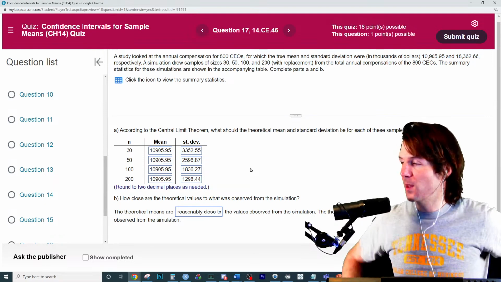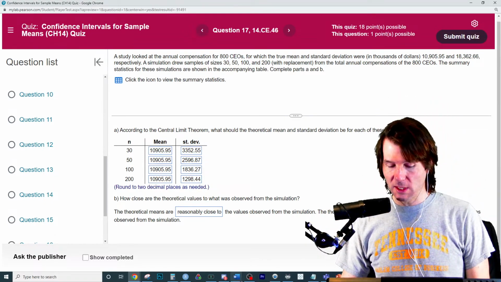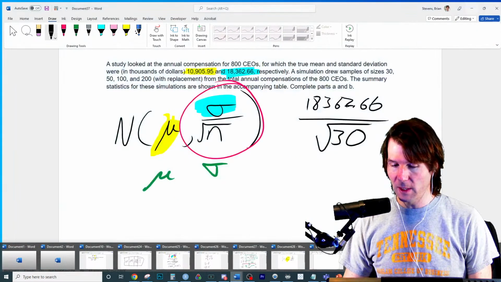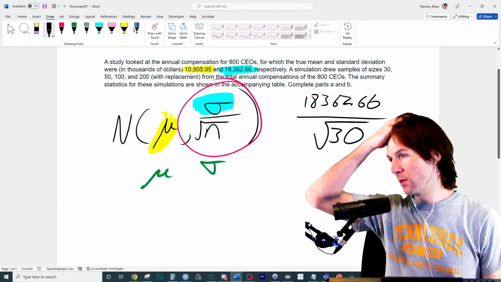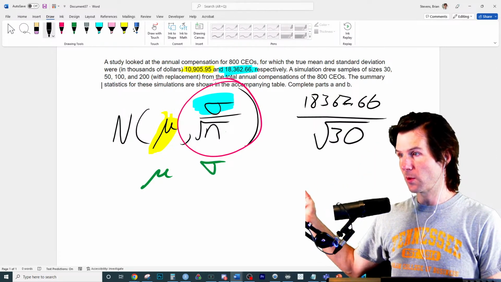So the biggest part of this problem is knowing that when you do the new standard deviation for the distribution of the sample mean, you divide by square root of n. So the mean stays the mean. So the answers down there in green are the answers we're looking for.